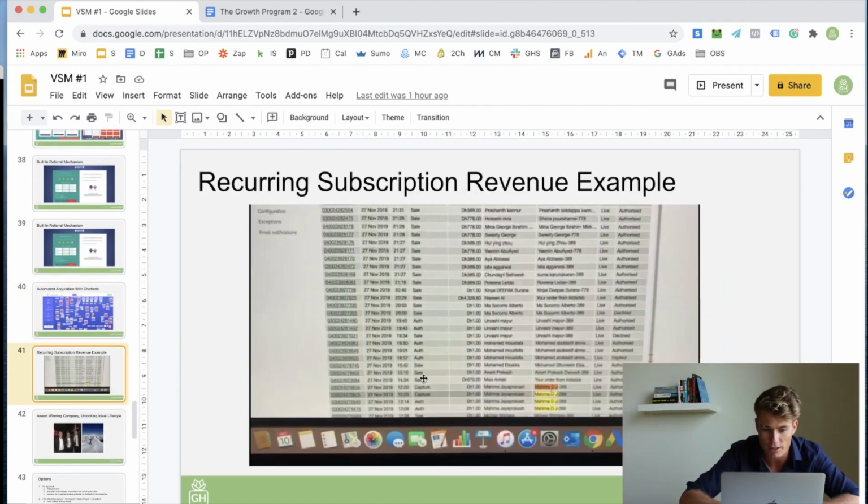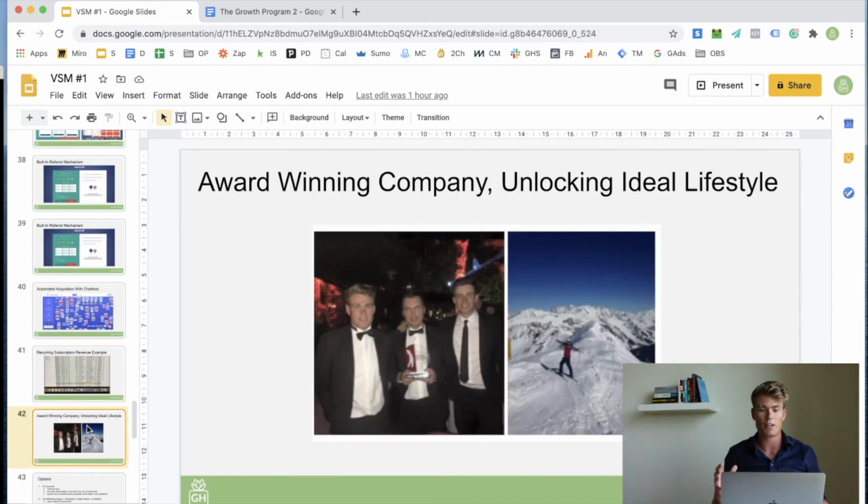So all of this resulted in, you can see here from this bank statement, all on one day, the sales coming through, people signing up for a free trial of that system that I showed you, and also signing up for our full program as well. So ultimately the goal of this is an award-winning company.